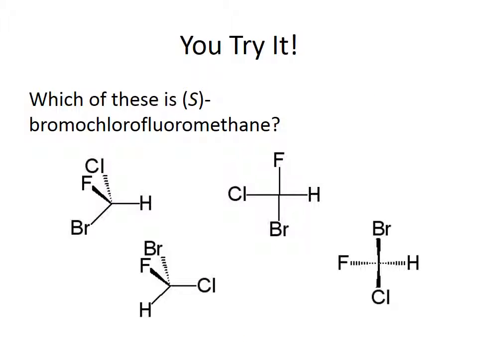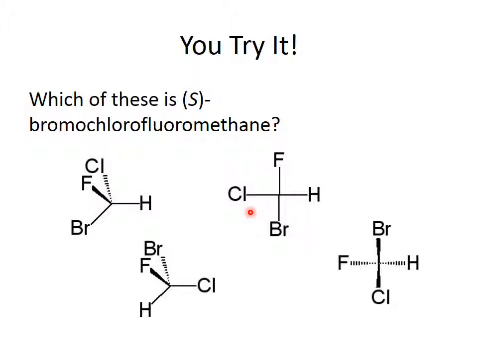Okay, which of these is S-bromochlorofluoromethane? They're all bromochlorofluoromethane. What you need to do is determine which one is S. So if I go ahead and look at this one, I can see the hydrogen. If I put the hydrogen to the back, the lowest priority group, what I would have is bromine, chlorine, and then fluorine, and it would be clockwise rotation, so this is R.